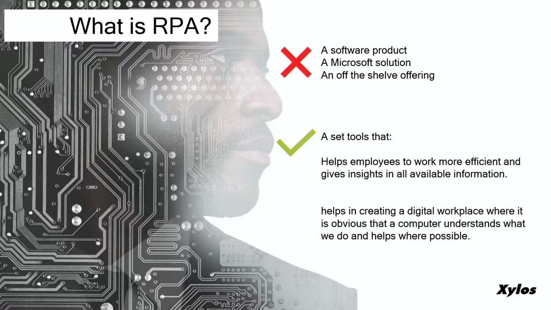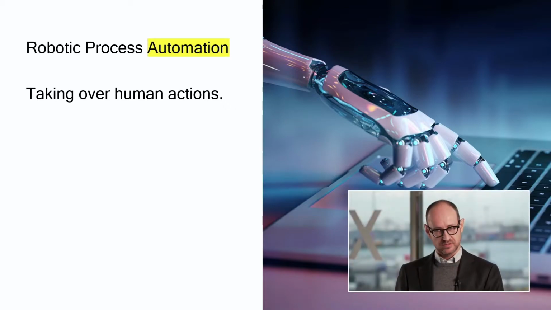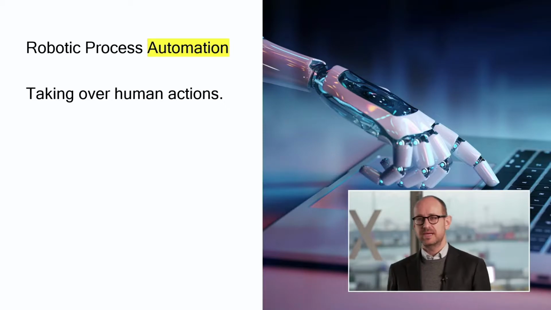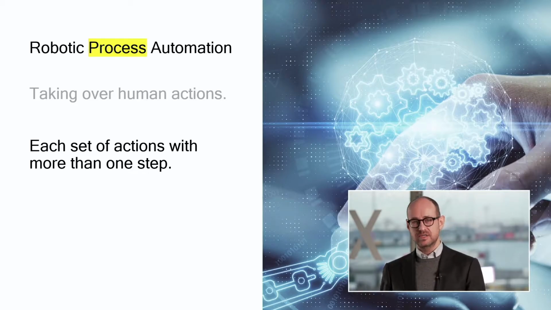It helps in creating a digital workplace where it's obvious that a computer understands what we are doing and helps where possible. In the first place, robotic process automation. It consists of 3 words, and I would like to take you with me in those 3 words. First of all, automation. It's taking over human actions. Human actions that can be automated will be taken over by robots. It's not taking over all our jobs, it's just some actions within the process. And when we talk about the process, it's each set of actions with more than one step. Taking information out of a system, copying it and entering it in another system, that can be automated.